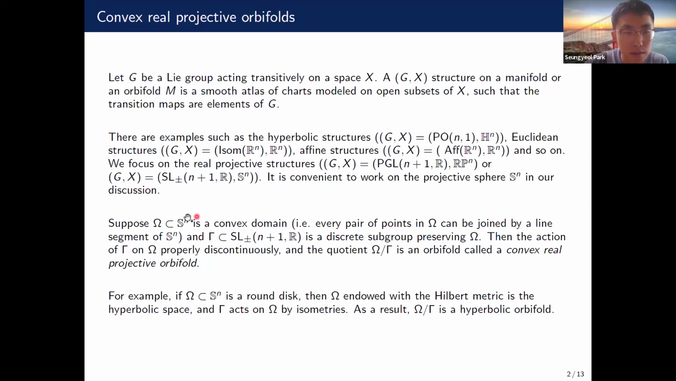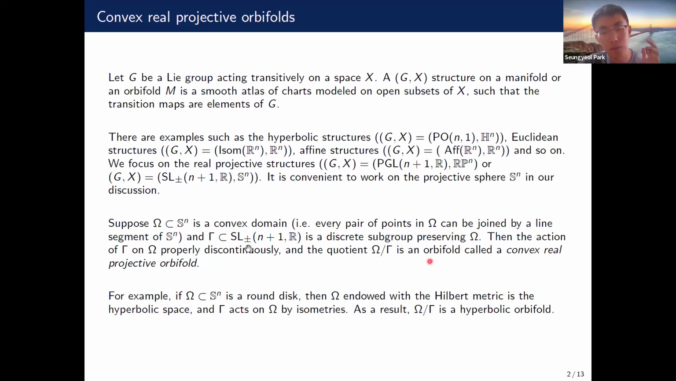Furthermore, let's say this Omega is a convex open domain inside this projective sphere. By convex, I mean whenever we have two points inside it, we can always join them by a projective line segment which also lies inside this Omega. And also suppose that we have a discrete subgroup Gamma of this Lie group G, which preserves the Omega. So every element of this Gamma leaves this Omega invariant.